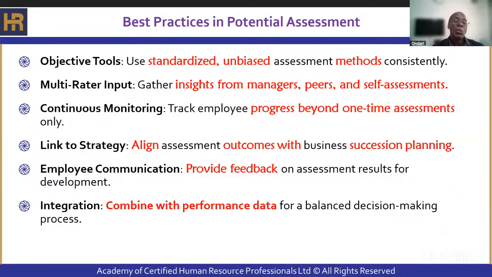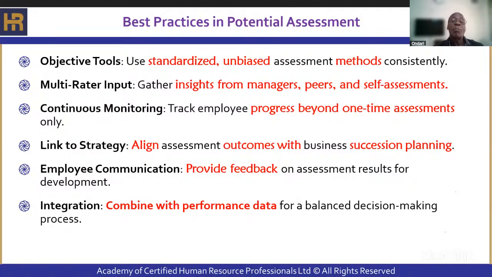Multiple rater input, meaning that we should not depend only on one source to identify potential. We all are aware of the 360 method, where we are using managers, peers, and self-assessment. These methods will give us an objective view of those people with potential. Another best practice is continuous monitoring, because some people have potential today. Tomorrow they lose that potential. What will make them lose potential? One, they lose interest in their work.